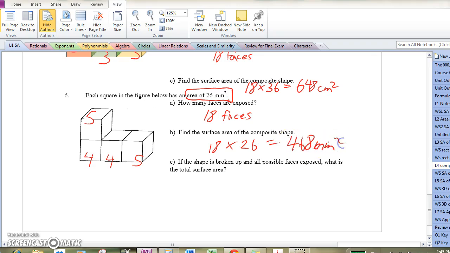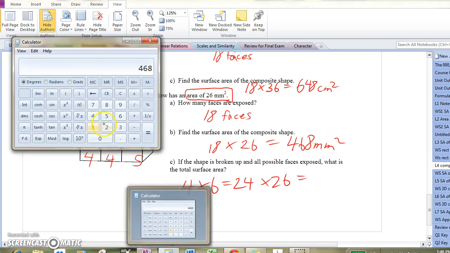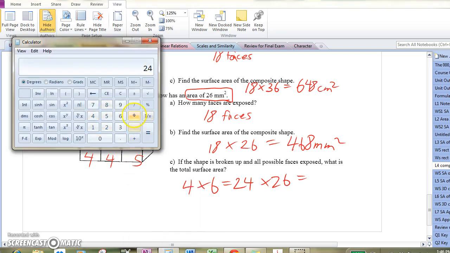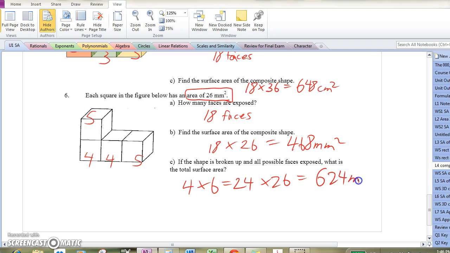millimeters squared. And then going down below, if you then exploded this object so all the faces are exposed, you'd have 4 cubes times 6, giving you 24 exposed faces. Multiply that by 26, and that will give you the complete surface area. So when you explode an object and break it into a smaller size, you increase the surface area, and that's an important thing for biology and for chemical reactions to occur. So increase the surface area and break the shape into smaller pieces. Any questions?